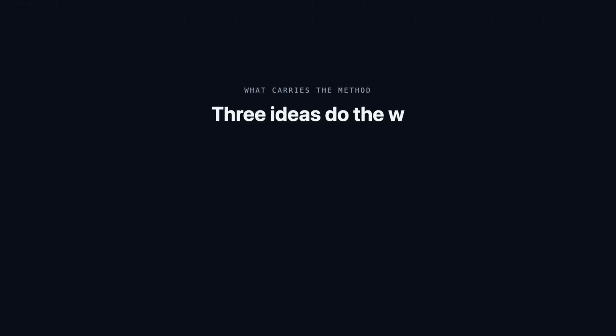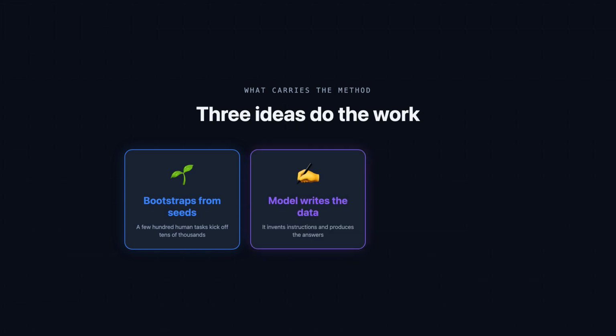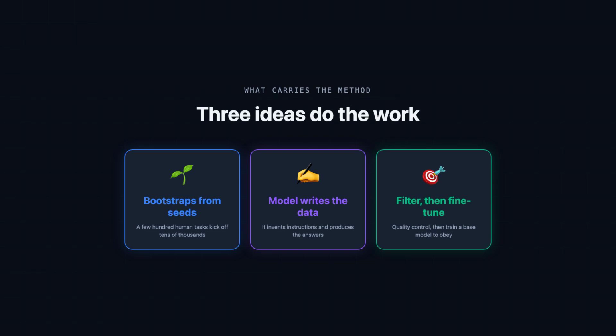Strip it all down, and 3 ideas carry the entire technique. First, it bootstraps from almost nothing. A few hundred seed tasks are enough to kick off a dataset with tens of thousands of examples, so the human labeling cost stays tiny. Second, the model writes its own training data. It invents the instructions, and it produces the answers, which is where most of the scale and diversity actually comes from. Third, you filter and then fine-tune. Quality control keeps the junk out, and ordinary fine-tuning on what remains turns a plain base model into one that follows instructions well.